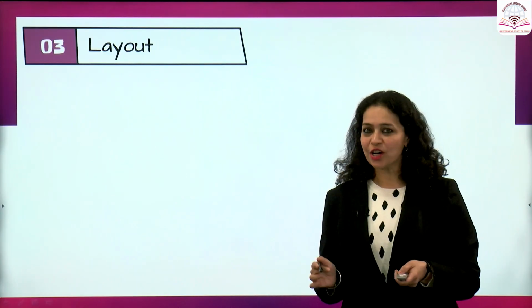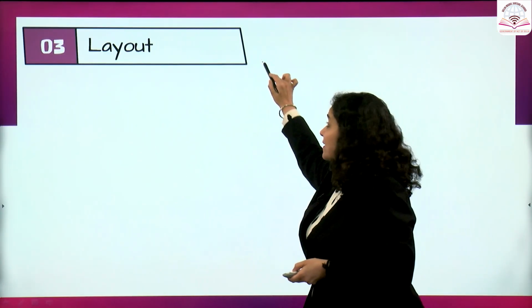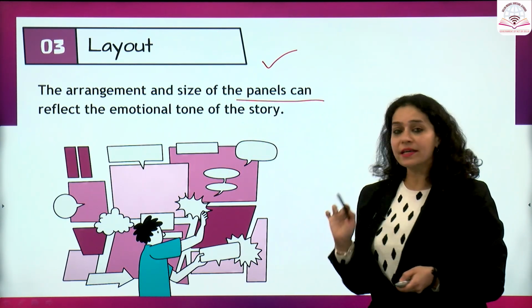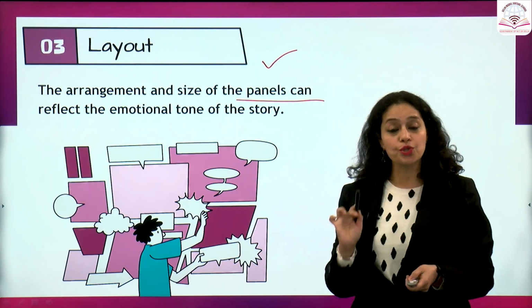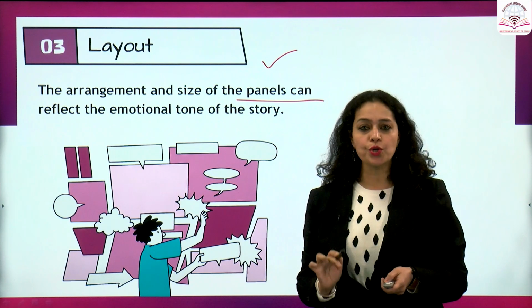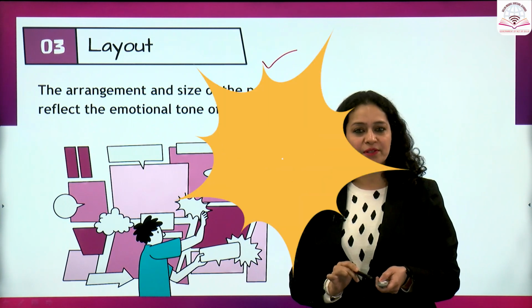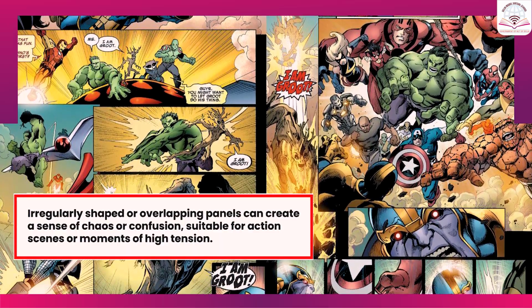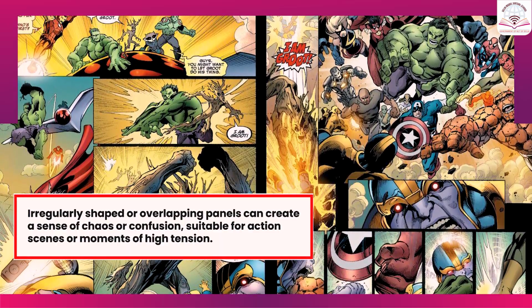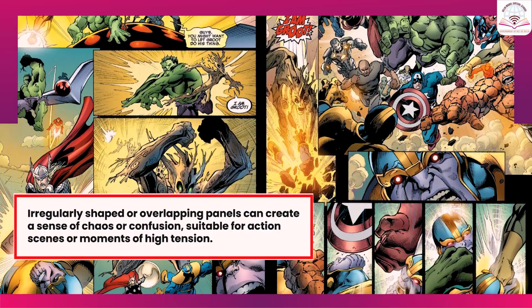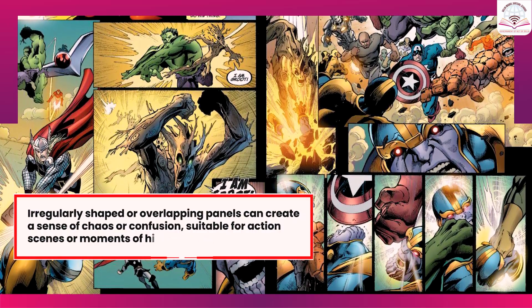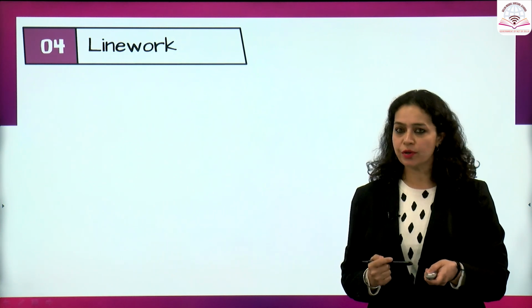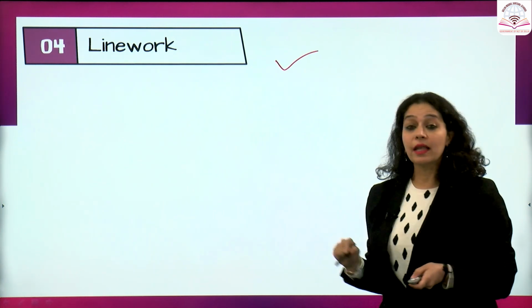So now let's talk about the third technique, that is the layout. The arrangement and size of the panels can actually reflect the emotional tone of a story, and let me show you this with the help of an example. For example, irregularly shaped or overlapping panels can create a sense of chaos or confusion, suitable for action scenes or moments of high tension.